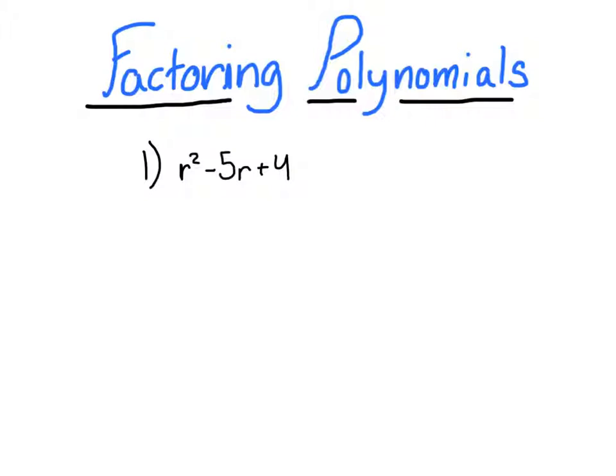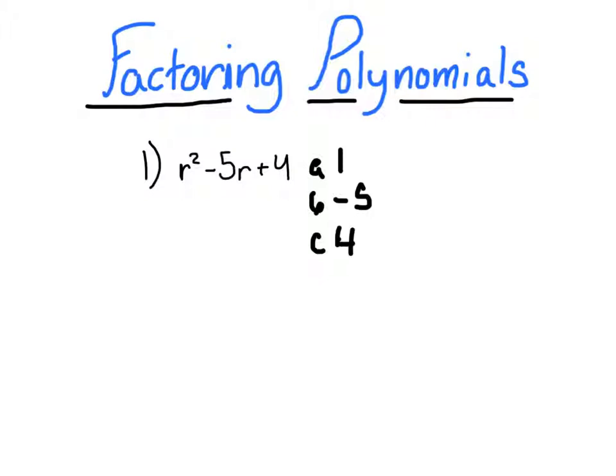So, when the product of AC is positive, they will take the sign of B. So, let's say in this case, when we multiply the values of each, we'll go ahead and write these down, and we're going to do these steps for the rest of the problems as well. We have 1 for r squared, negative 5 for B, and positive 4 for C.